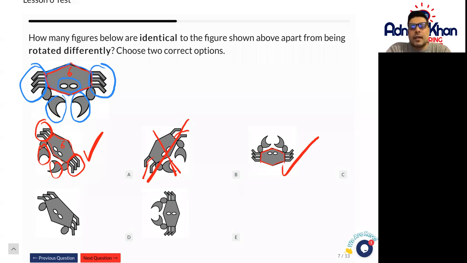So very good. And let's have a look at figure D. So figure D, we've got the splinters missing here at the front. So we'll just cross this one out. And let's have a look at shape E, figure E. Okay, figure E is slightly different because the eyes have been changed. They should be different way around, so we can actually cross this one out as well. So there's 2 identical figures here, identical figure A and identical figure C to the original crab, original figure at the top.